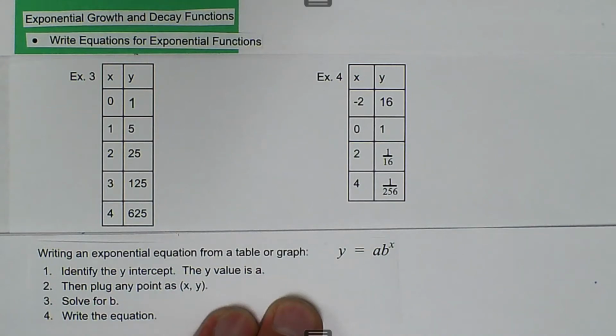We are talking about exponential growth and decay functions, and we want to write equations for exponential functions. So here we have a table in example 3, and we want to write an equation y equals ab to the x. So the first thing we need to do is identify the y-intercept. The y value is our a value.